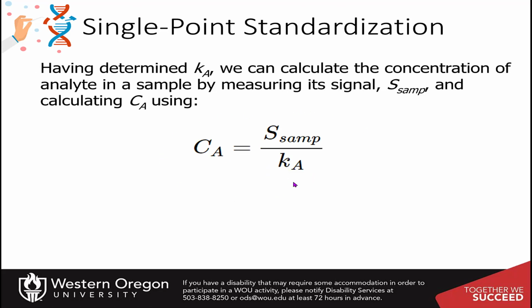Right, and the equation for that we just rearranged to be able to solve for the concentration of the analyte. We now have calculated the K value from the standard, and then you can get the signal of your samples to be able to calculate the analyte in there. So this is known as a single point standardization. You have a single standard that you're using to calculate the K value.